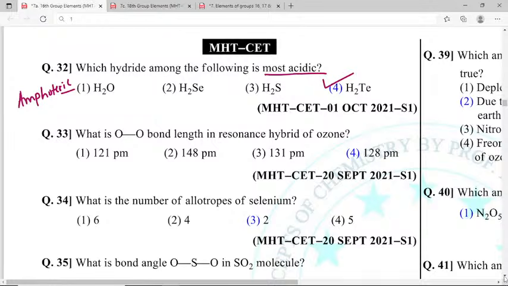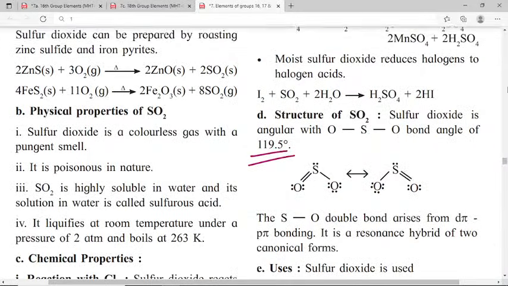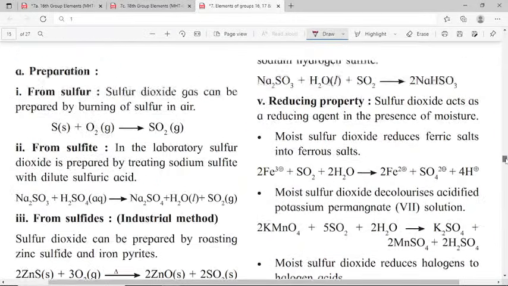What is the oxygen-oxygen bond length in the resonance hybrid of ozone? 128. Ozone.